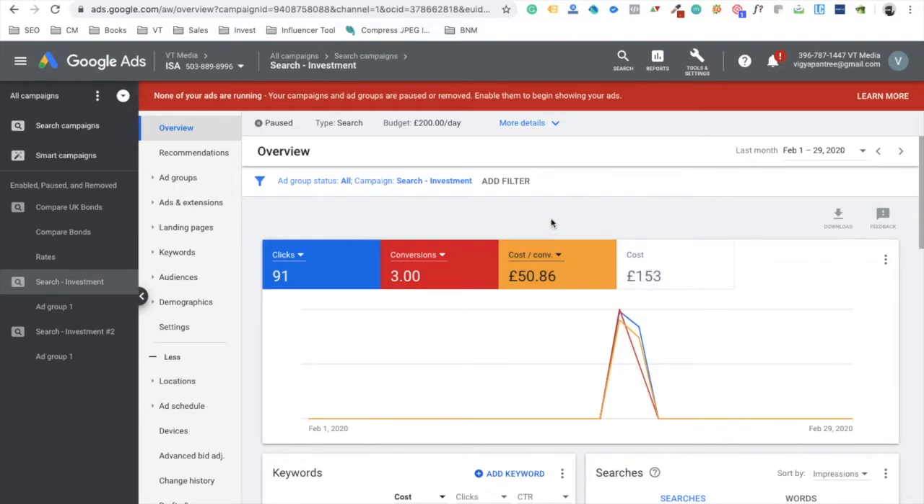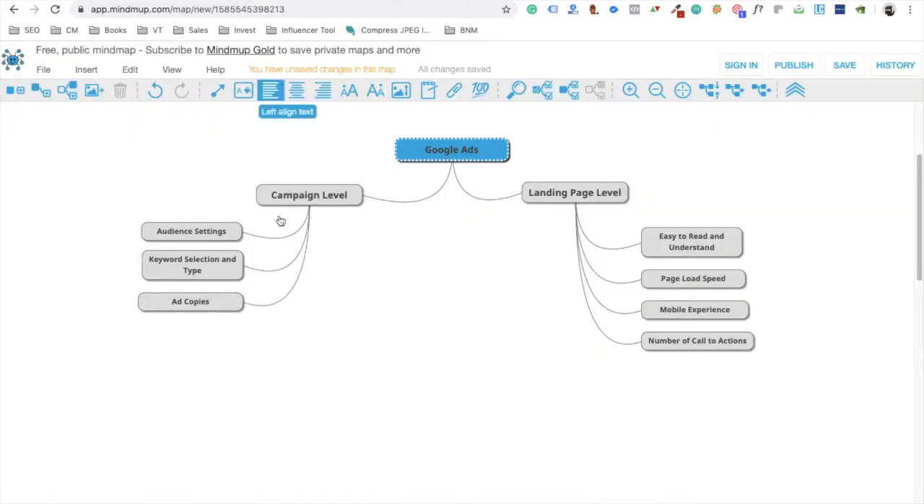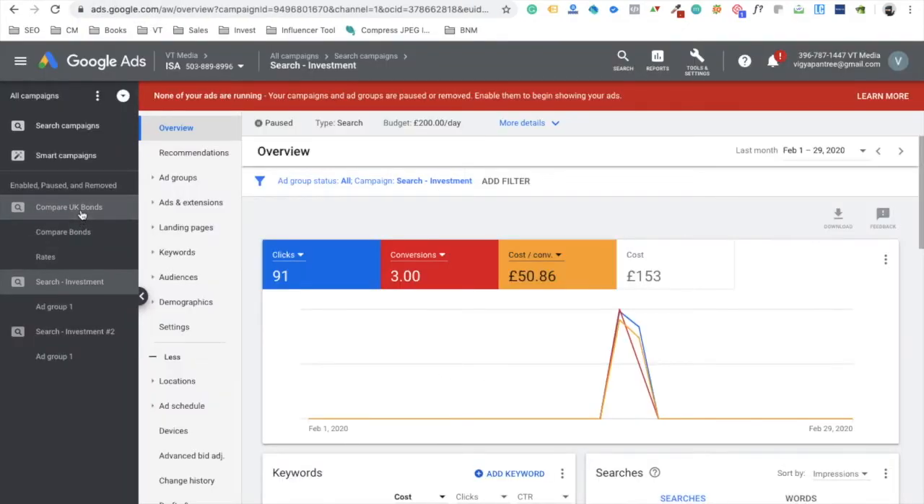So the keyword selection, the ad groups, the audience settings, and, if I go back to the mind map, the ad copies were all relevant for us. So that means our campaign was working. But then people were landing, but not converting, or not filling up the form on a landing page. So let's see what was the problem that I faced on the landing page.